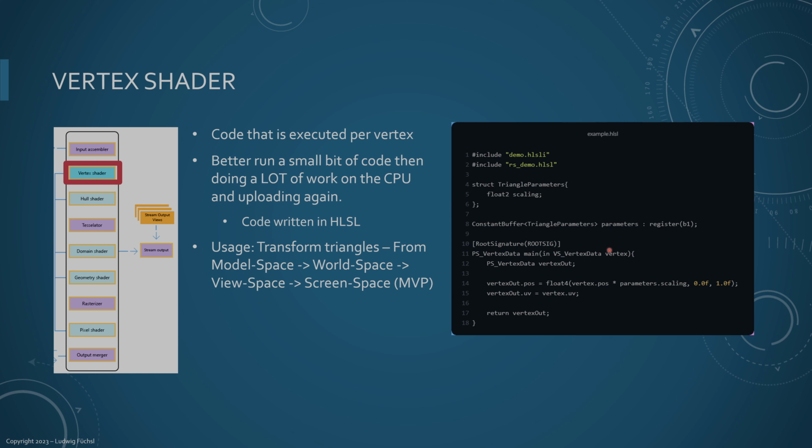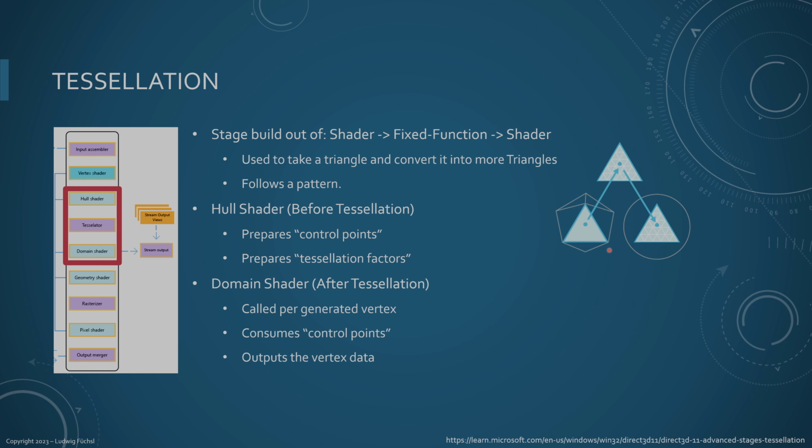Now, as soon as the vertex shader has processed all vertices, we are getting to the tessellation stage. The tessellation stage is an advanced stage, and I don't want to go into too much detail on how tessellation works. However, it is important to know. The general idea of tessellation is that we are taking a triangle and converting it into more triangles. Now, you can see here on the right, we have an example. You can see that we have one big triangle. This is converted into many, many more triangles, and this is then output as many, many more triangles.